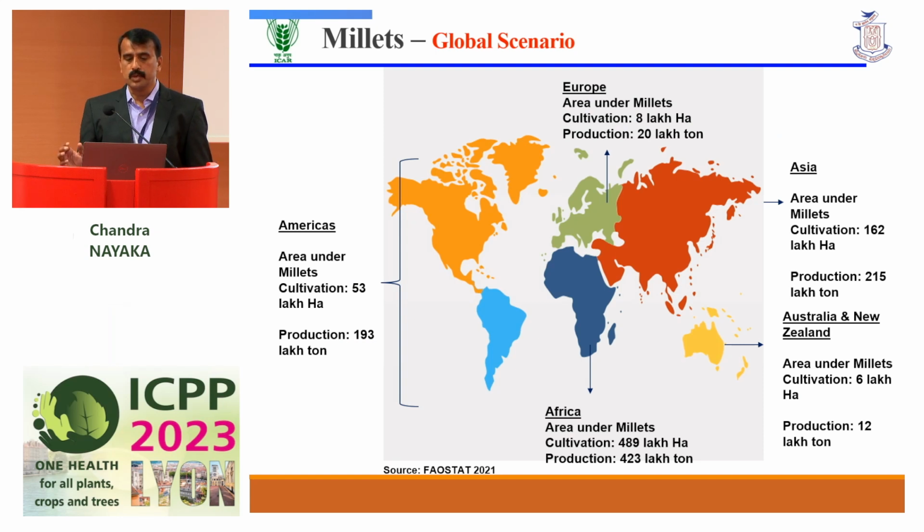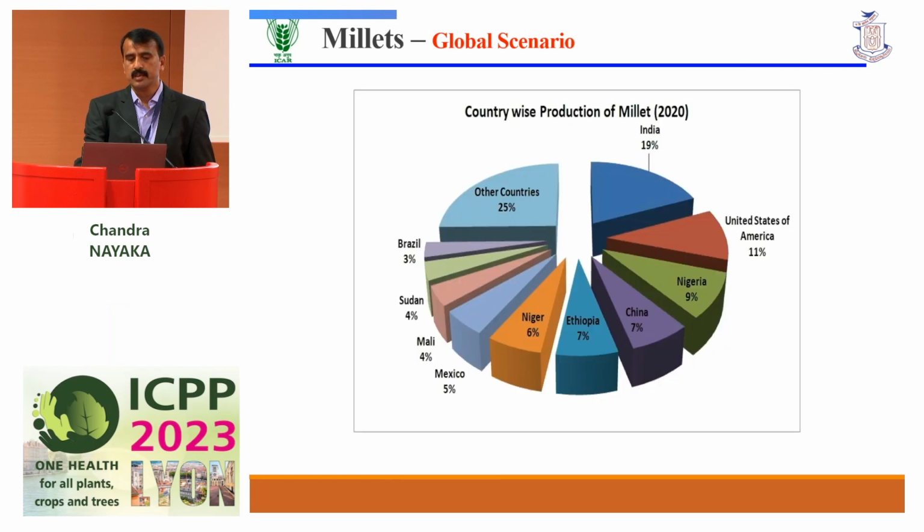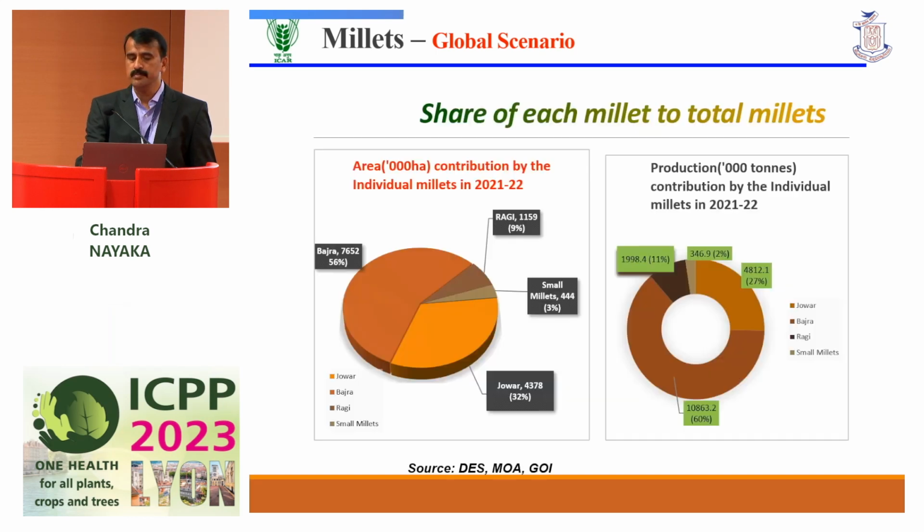Coming to other continents, Asia contributes around 162 lakh hectares, followed mainly by Africa. It is cultivated in 489 lakh hectares there, and production is around 423 lakh tons. In America, it is around 53 lakh hectares of cultivation and production is 193 lakh tons. And in Europe, it is cultivated in 8 lakh hectares and production is around 20 lakh tons. Country-wise, India and Africa give the major contribution towards millet production.